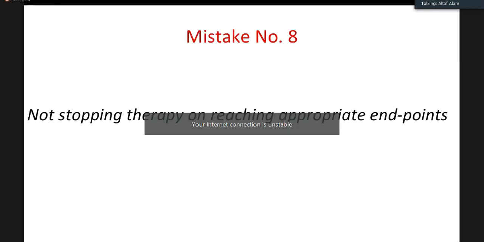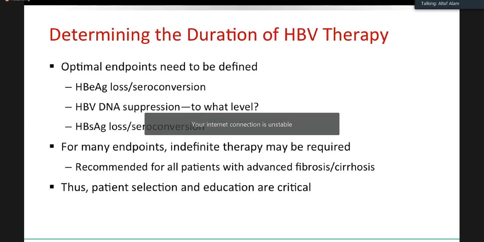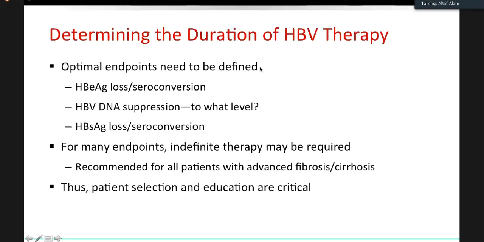Next mistake, not stopping therapy on reaching appropriate endpoints. What are these endpoints? Optimal endpoints need to be defined. In E antigen positive patient, it is E antigen loss with seroconversion, along with HBV DNA suppression. To what level? Certainly less than 2000, but preferably negative. Finally, Hep B surface antigen loss and seroconversion is the ideal goal, but rarely achieved with oral drugs that we have today.